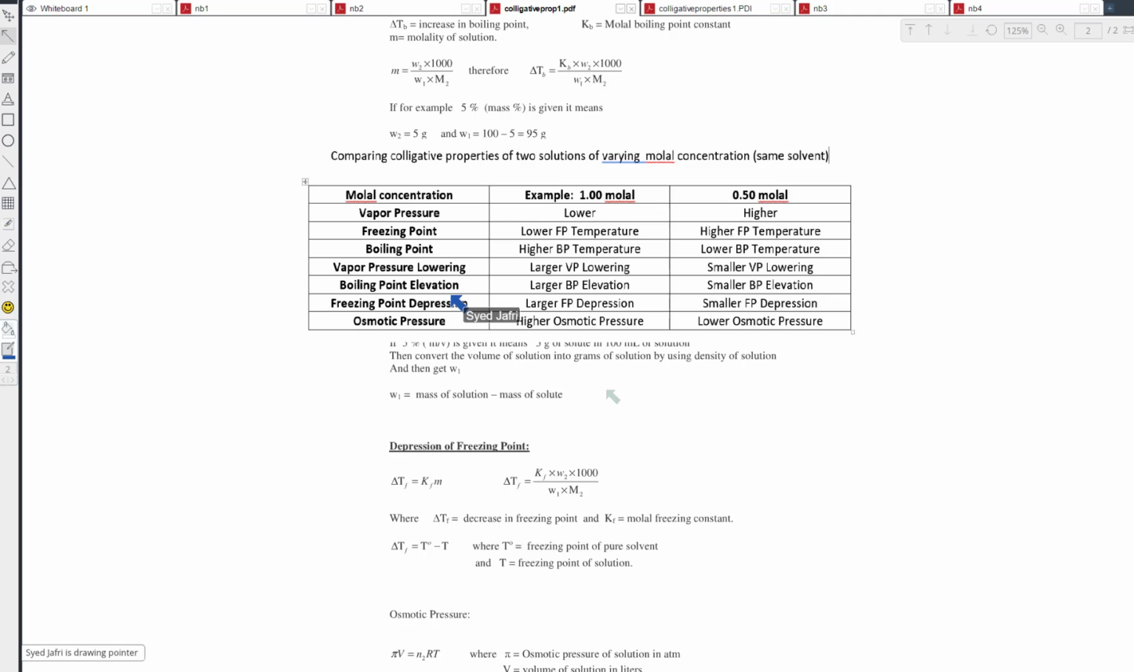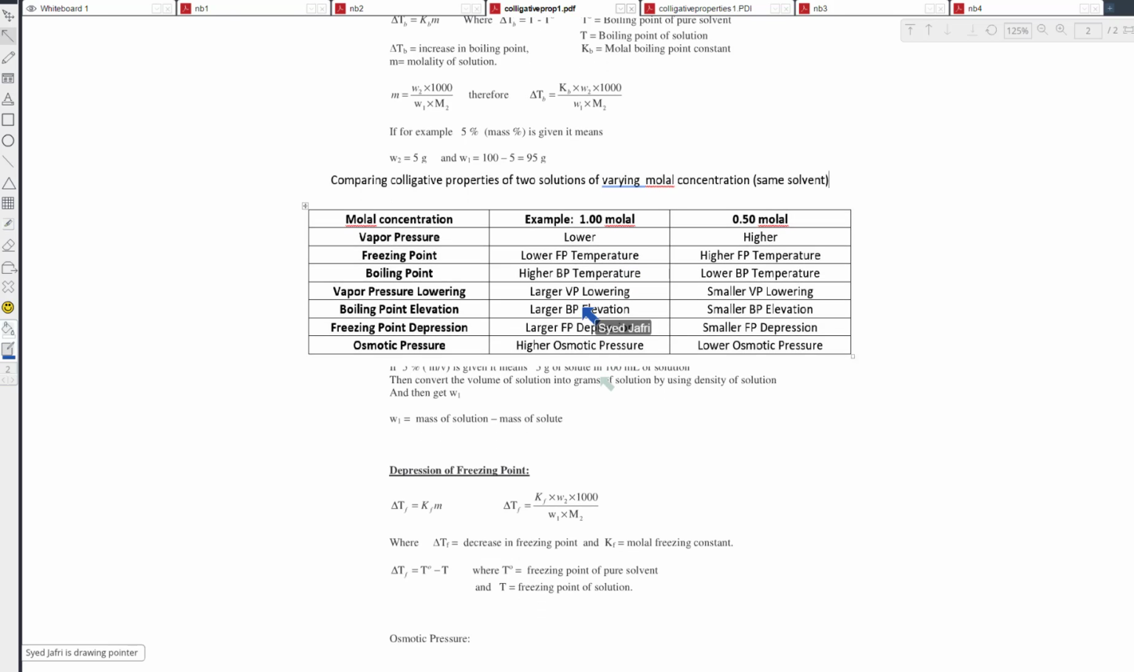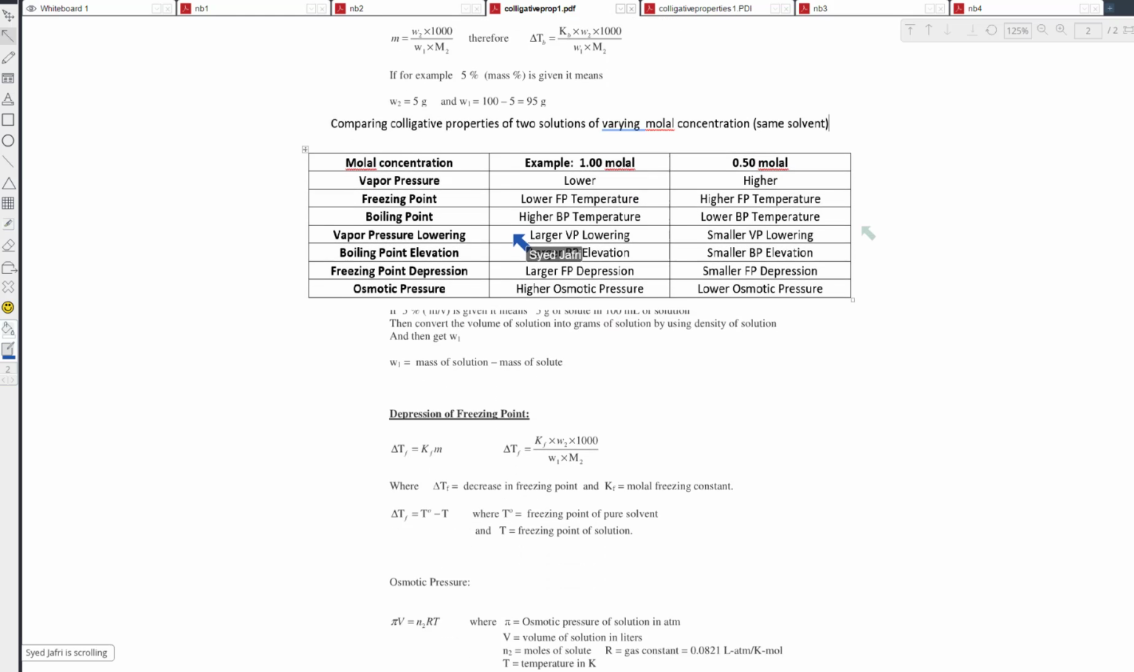Be careful. This is only for the same type of substance and solvent, everything. Otherwise, it can work if the solvent is the same but the solute is a non-electrolyte in both cases. Or if it is an electrolyte, their van't Hoff factors are the same, in that case.